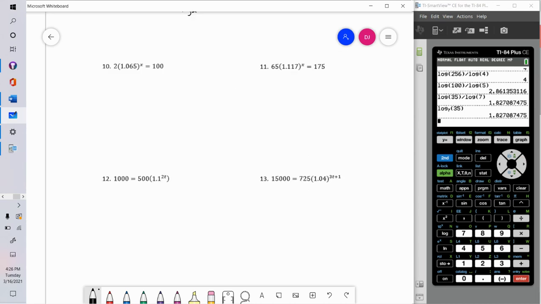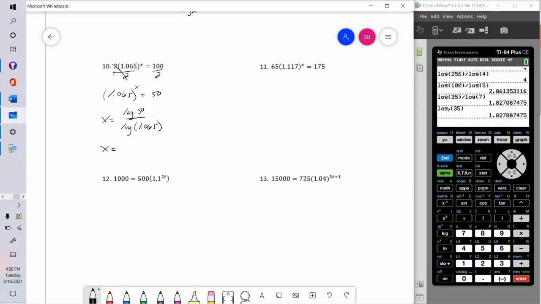Okay, so let's get number 10. Notice that number 10 is a little bit different because we have this 2 here. We don't just have a to the x equals b. So the first thing I'm going to do is divide both sides by the 2. 1.065 to the x equals 100 divided by 2, which is 50. So this brings it back to the form. So x is equal to the log of 50 divided by the log of 1.065.